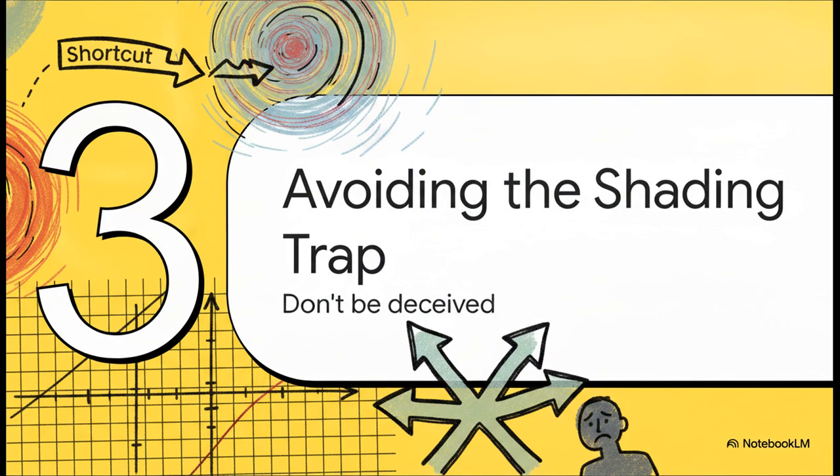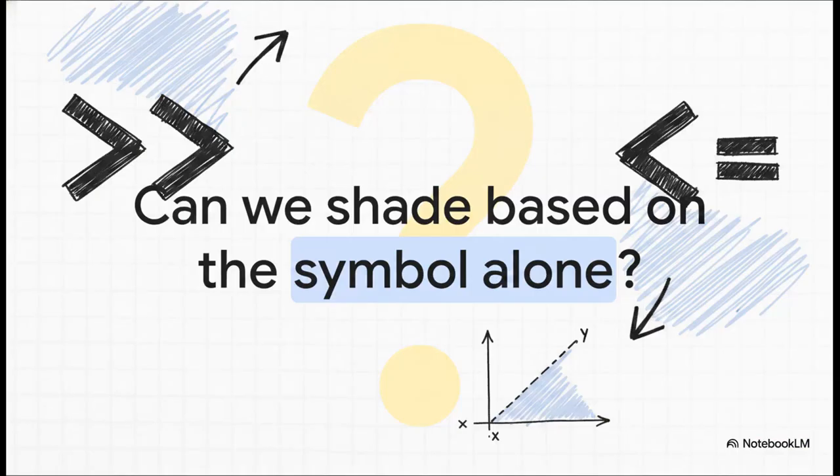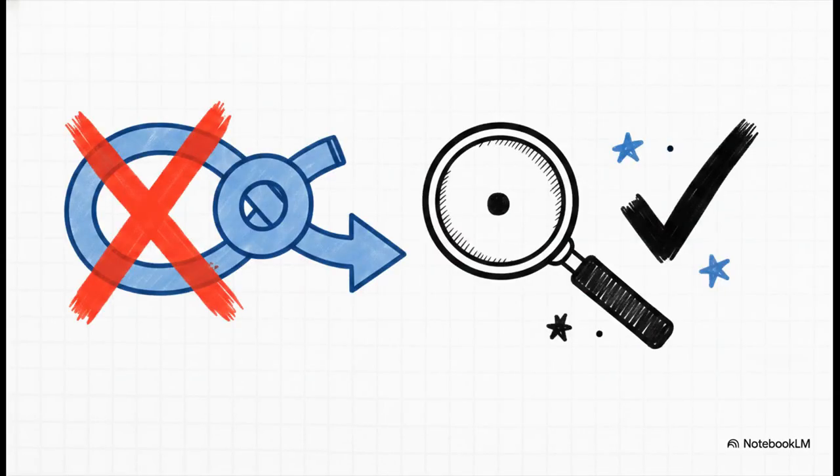Moving on to section 3, avoiding the shading trap. This is where so many people get tripped up trying to take shortcuts. You might be sitting there wondering, hey, if it says greater than, can I just automatically shade above the line? And if it's less than, just shade below? I get it. It's a super tempting shortcut. But the answer to that is an emphatic uppercase no.